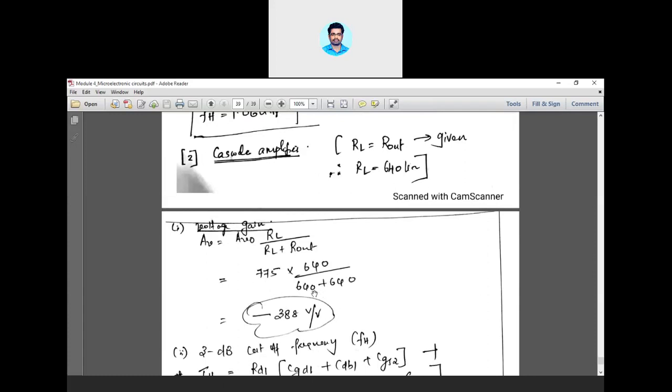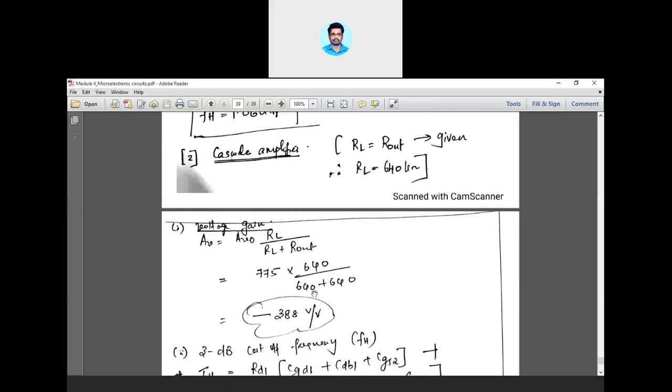So I repeat, the Cascode Amplifier will become beneficial only if you take a convenient load value and a convenient RSIG value. RSIG you should not use, negligible RSIG you have to use. At the same time, you should be able to provide an appreciable load resistance also. You know that load resistance here is equal to R out. Because it is given in the question, you have to take RL equal to R out. Then only you will be able to get high gain. That is the intention of taking a load resistance which is matched with the output resistance. Then only you will get an appreciable gain.